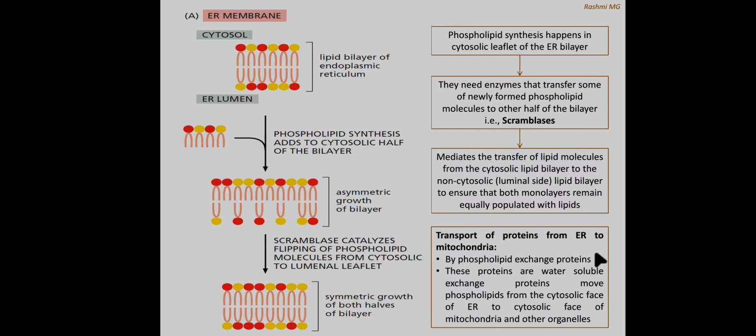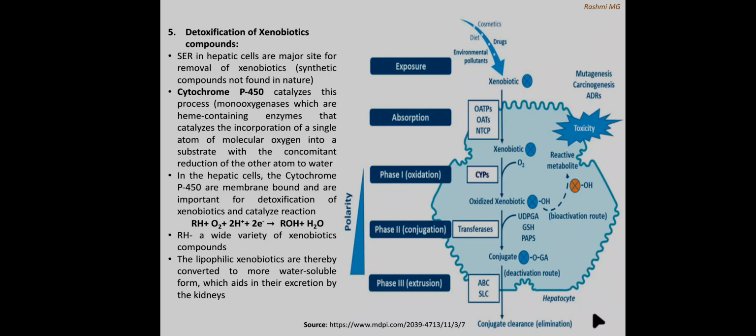Transport of lipids from the ER to mitochondria happens by phospholipid exchange proteins. These are water-soluble exchange proteins which move phospholipids from the cytosolic phase of the ER to the cytosolic phase of the mitochondria and other organelles. What is the function of this movement of membrane lipids?